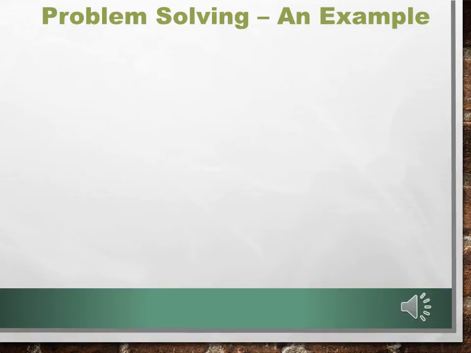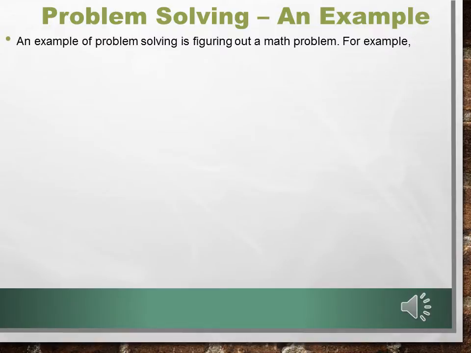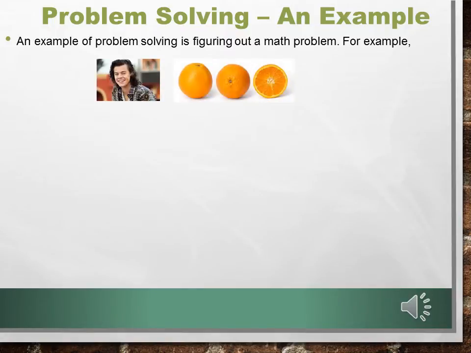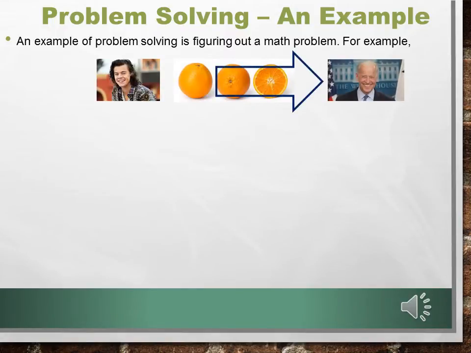I don't know about you, but it might be hard to understand these definitions without looking at some concrete examples. So let's start with an example of problem solving. An example of problem solving is figuring out a math problem. For example, Harry has 3 oranges. He gives 2 oranges to Joe. How many oranges does Harry have left? We know the order we need to follow to solve this problem. 3 oranges minus 2 oranges. Harry has 1 orange left.